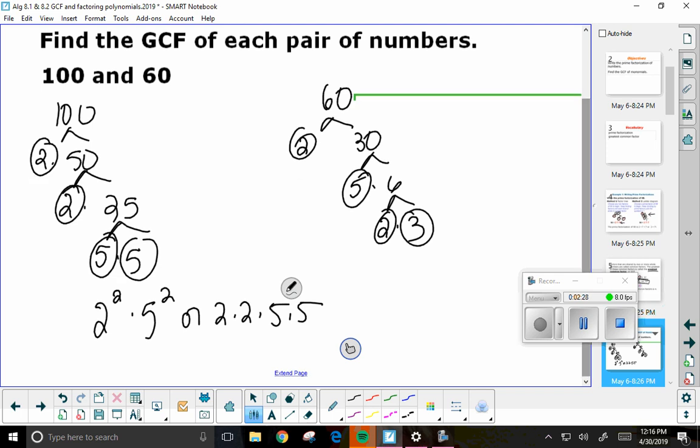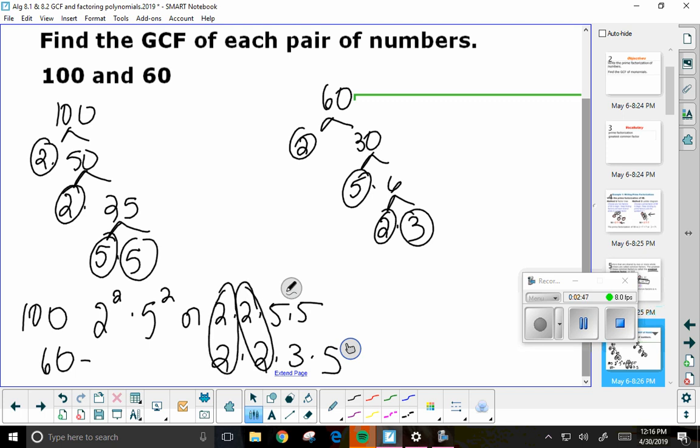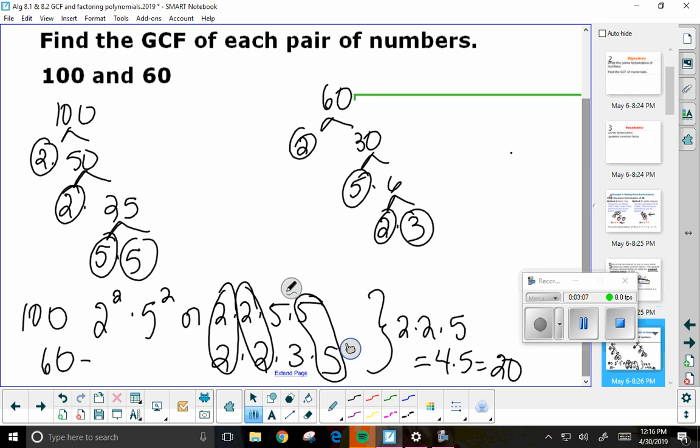And so when I list them under here, this is the prime factorization for 100. This is the prime factorization for 60. It is 2 times 2 times 3 times 5. I can circle the common factors. Each of them has that 2, each of them has a second 2, and each of them has a 5. And then multiply those. 2 times 2 times 5 is equal to 4 times 5, which is equal to 20. The greatest common factor of 100 and 60 is 20.